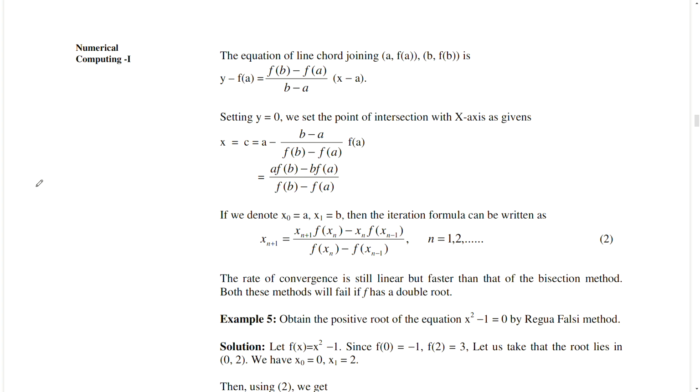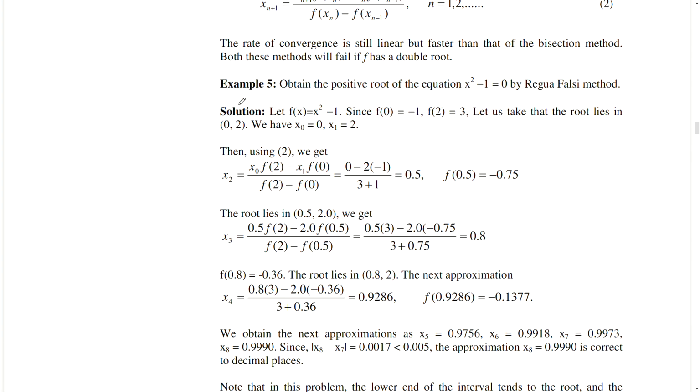B minus A by f(B) minus f(A), that is, x = (A f(B) minus B f(A)) by f(B) minus f(A). If we denote x0 equal to A, x1 equal to B, then the iteration formula can be written as x(n+1) = (x(n) f(x(n-1)) minus x(n-1) f(x(n))) by (f(x(n)) minus f(x(n-1))), n equal to 1, 2, and so on. The rate of convergence is still linear but faster than that of the bisection method. Both these methods will fail if f has a double root.